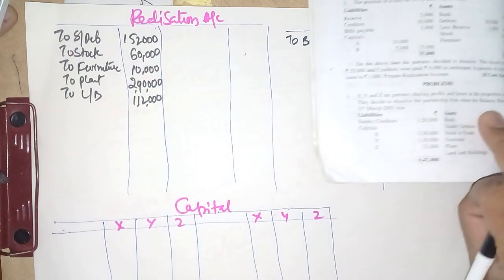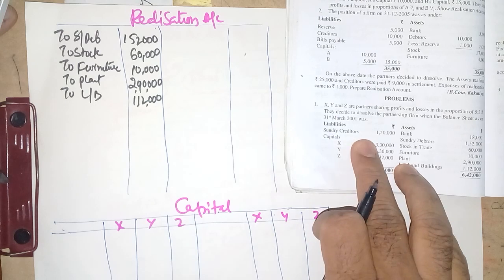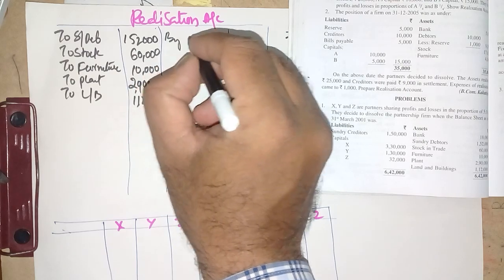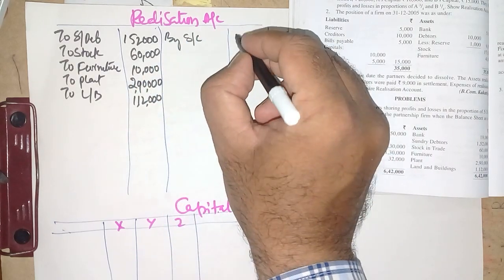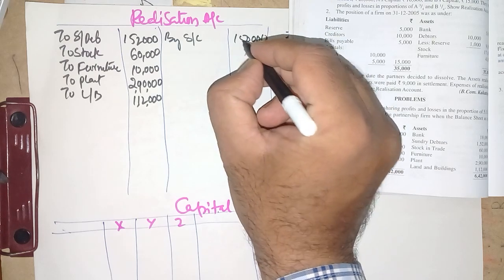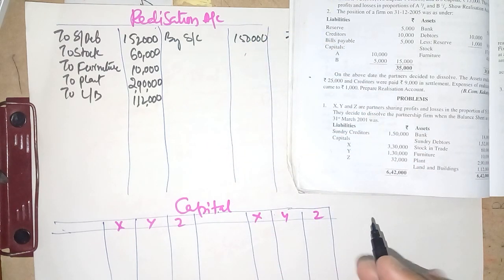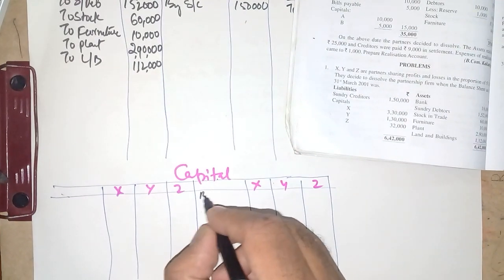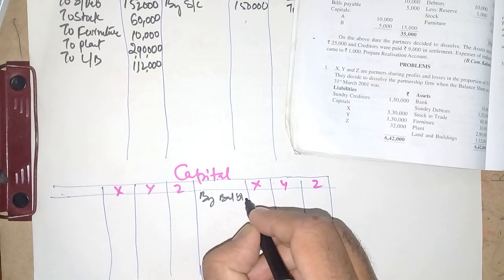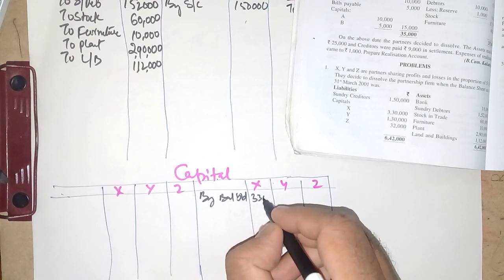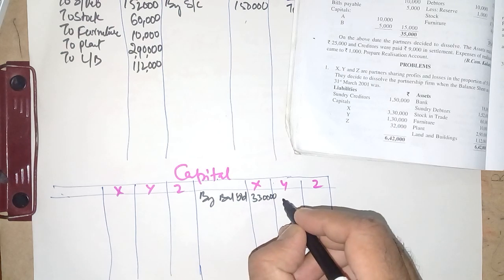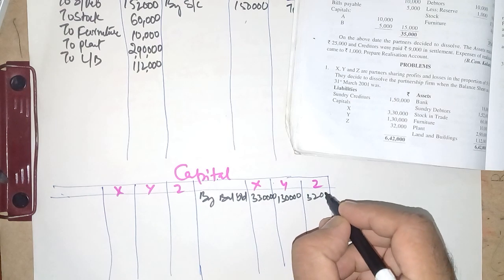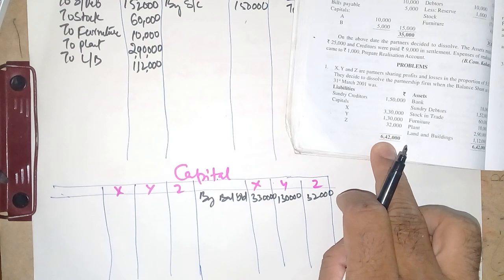Then second, when you come to the liability side, we have only sundry creditors. Sundry creditors is an external liability, only one liability, and it will be credited to realization account, that is 1,50,000. The entry would be sundry creditors account to realization. Then we have capitals. Capitals will be written in capital accounts by balance brought down. The amounts will be 3,30,000, then 1,30,000, then 32,000. Right? Capital balances we have written.